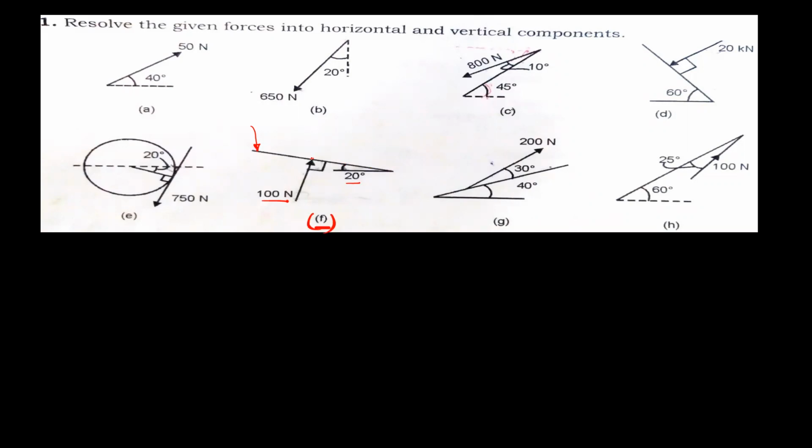So you can select this point as the origin, and from this point you can draw the x and y axes. So draw one horizontal line. So this is your x axis, and this is the y axis.